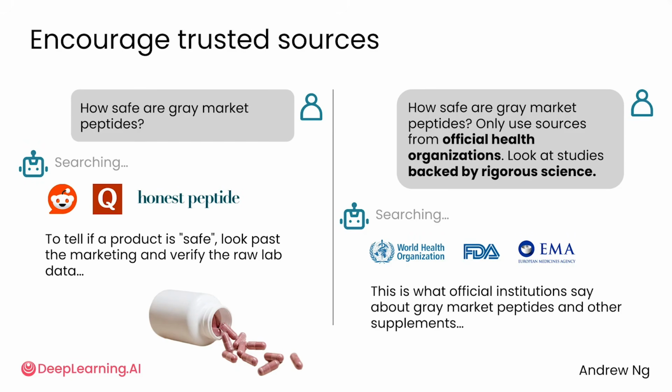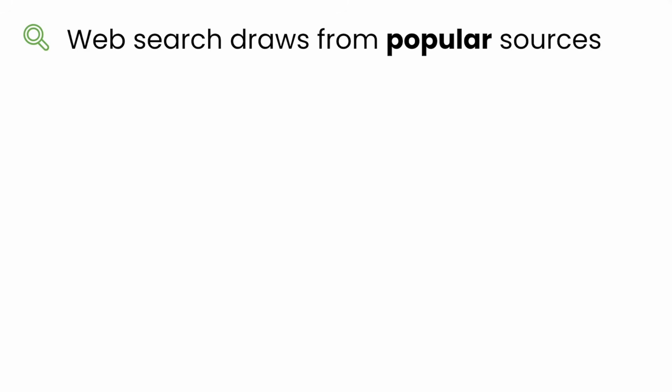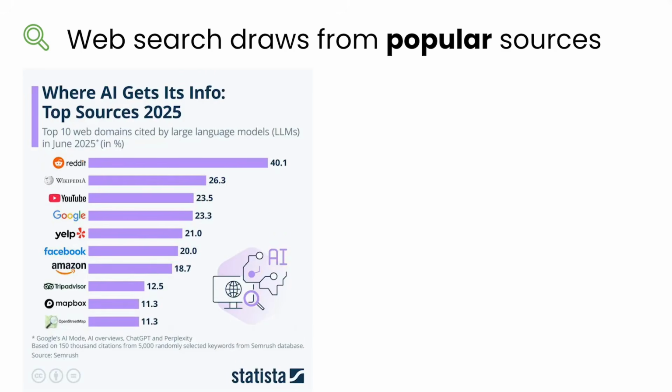Web search, whether done by a human on Google or Bing, or done by AI, has a tendency to draw from popular sources. According to one report, the most cited website by an AI model was Reddit, followed by Wikipedia, YouTube, then Google itself, Yelp, and so on. And some of these sources are more trustworthy than others.